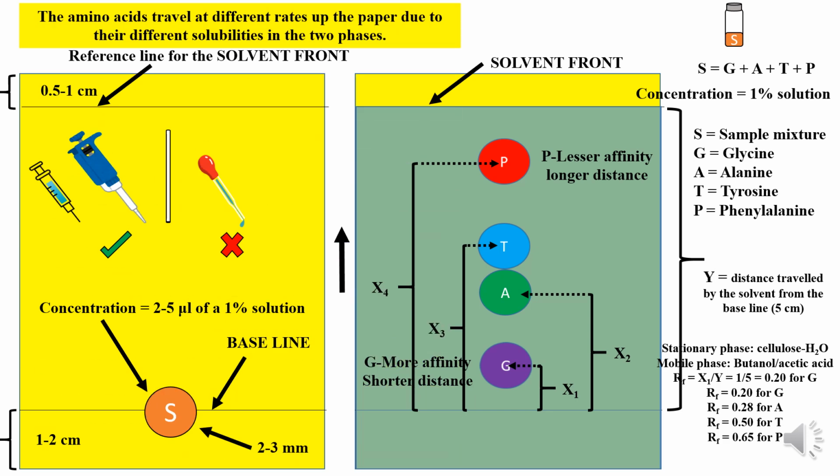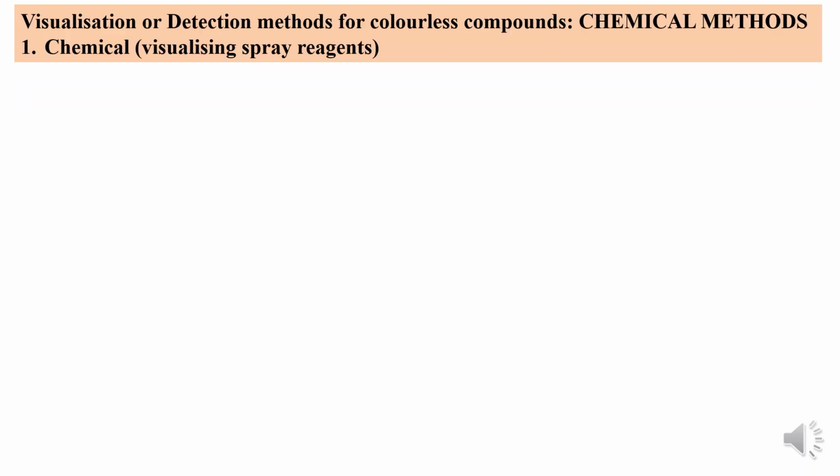The amino acids in this experiment travel at different rates up the paper due to their different solubilities in the two phases. Now the separation is done. We have separated the given sample mixture into individual components and we have dried the paper. But the problem is we are not able to visualize the separated components. And that is where the detection methods or visualization methods come into the picture.